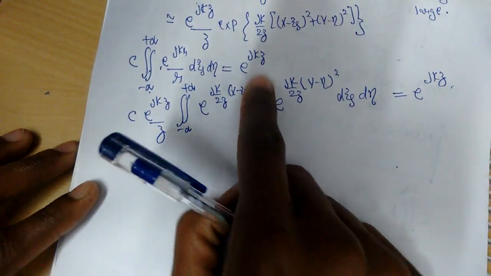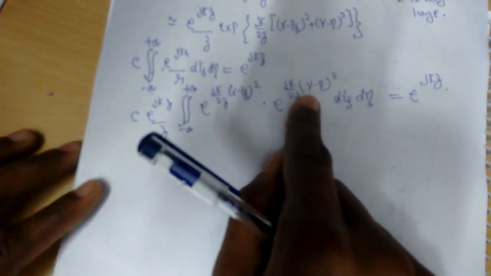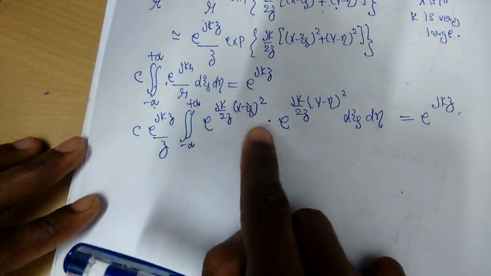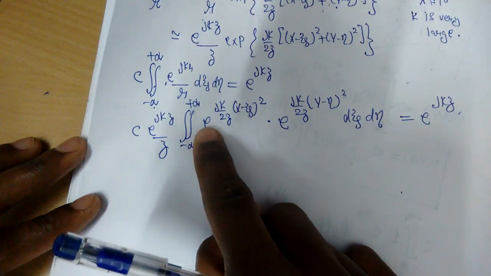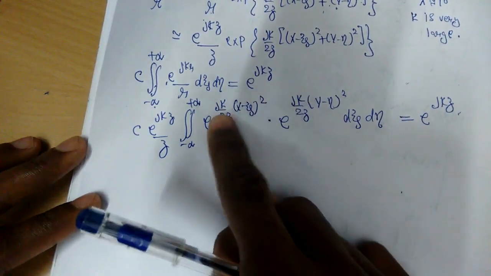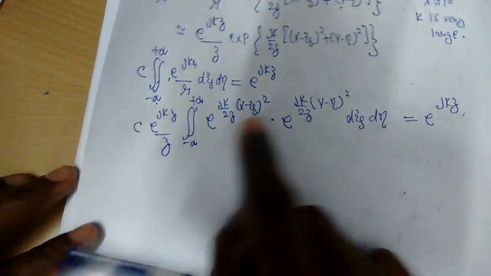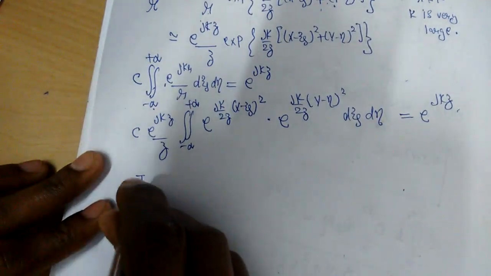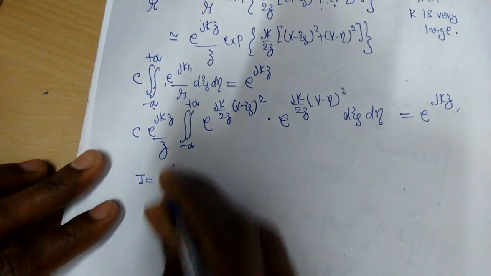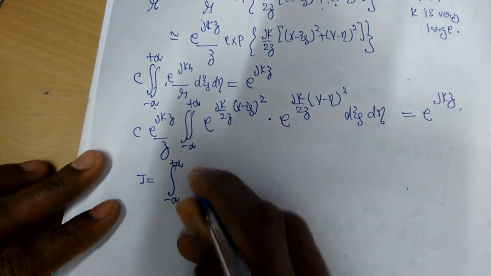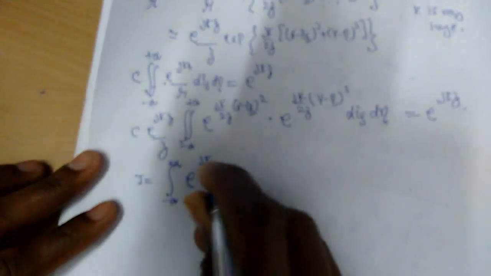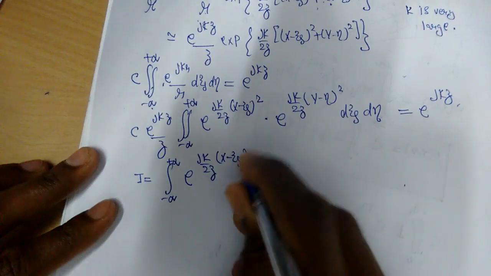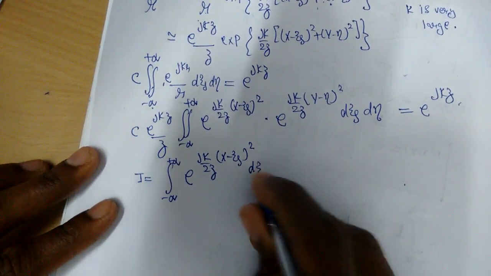Now here you can see there is an independent term, this one, so you can separately calculate the integral over zeta and then the integral over eta, and you just multiply. So now first you consider this integral. I will be given by minus infinity to plus infinity e raised to power jk upon 2z x minus zeta whole square d zeta.